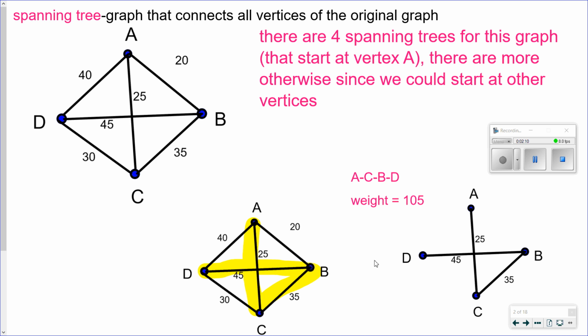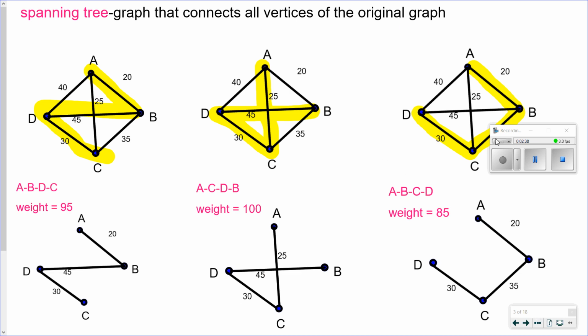And then if we take those highlighted edges and just show them, over here on the right is what the spanning tree would look like for this graph at the top. And then I wrote out the order that I might go in if I started at A: A, C, B, D. And if I add up those edges, I get a weight of 105. Right. And then this page is just showing other spanning trees.